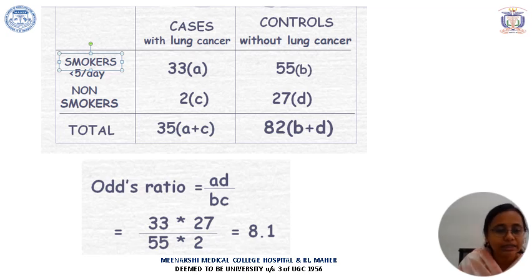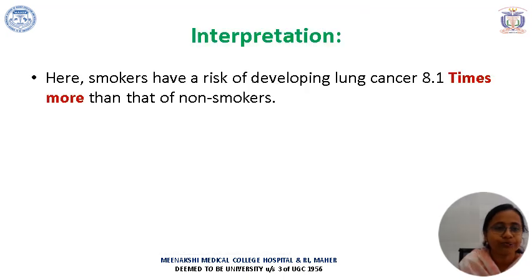So how can we interpret this odds ratio? Here 8.1 means smokers have a risk of developing lung cancer 8.1 times that of non-smokers. One of the drawbacks is that we can't calculate the incidence of the disease. So here we can tell the odds, that is the chances of getting the disease.